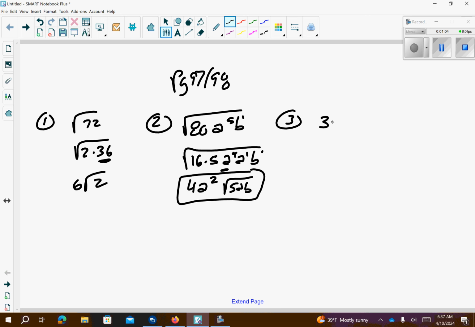Problem number 3, I get 3 root 8. 8's going to break down to 4 times 2. Square root of 4 is 2. 2 times outside 3 is 6.